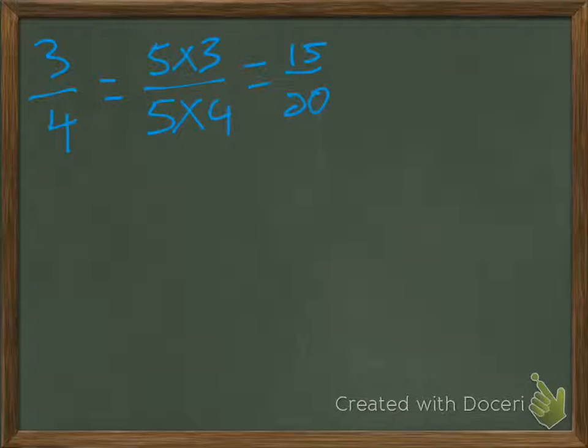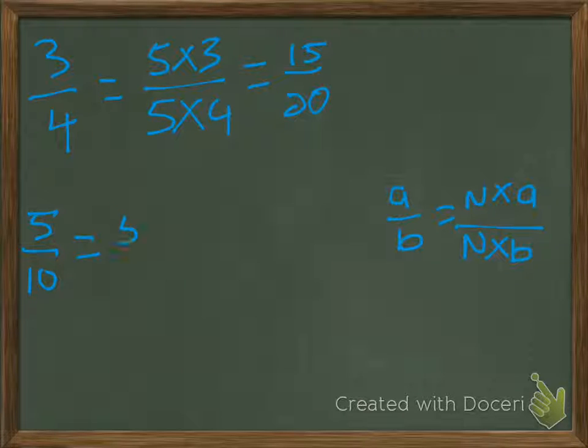Here's our main result. A over B equals n times A over n times B. And there's really no reason to look at the division over here, because for example, if I have 5 over 10, I can say that's equivalent to 5 times 1 over 5 times 2, and therefore that's equivalent to 1 over 2.